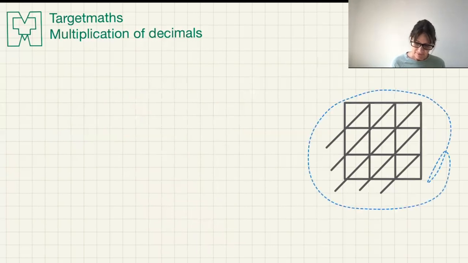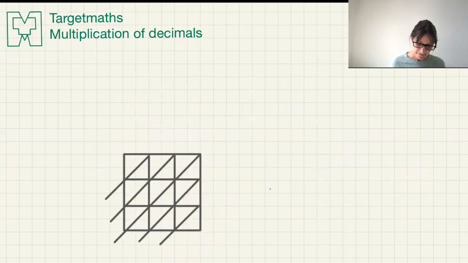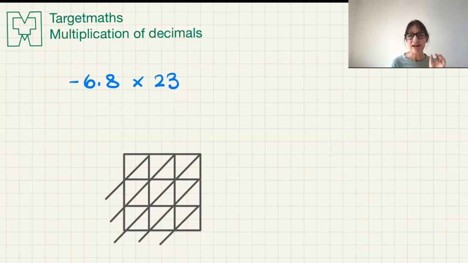Might as well use this. Now I've copied it. Get that in there. Okay, let's do minus 6.8 times 23. There's a lot going on in that particular question. I'm actually going to ignore 2 things. I'm going to ignore the decimal because that's what I've learned today. Don't bother with the decimal till the end.